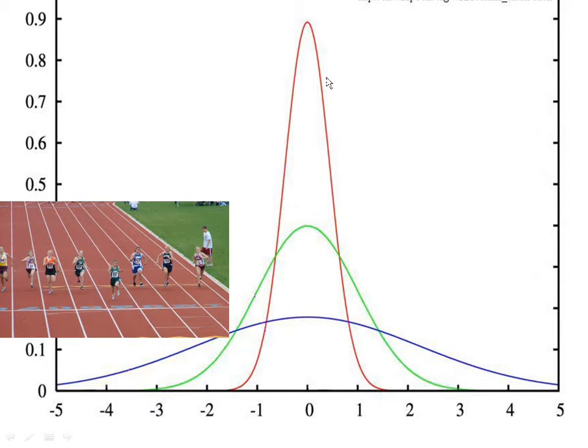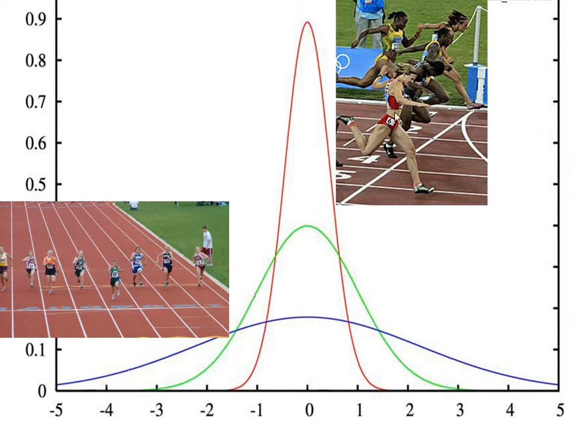Whereas if we take our red distribution, these are almost all finishing at the same time, so we have a very tight standard deviation. So the magnitude of improvement necessary for this group is much smaller. They only need a very small fraction in order to improve their chances of finishing one placing, or two or three placings ahead of their competition.